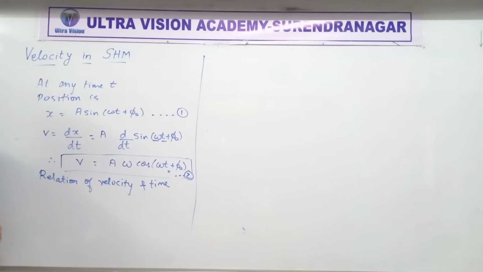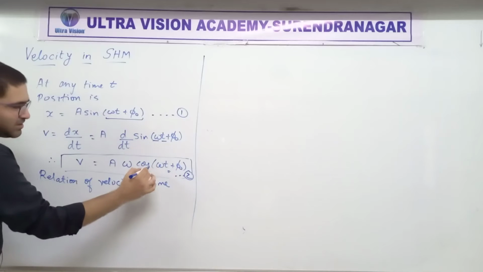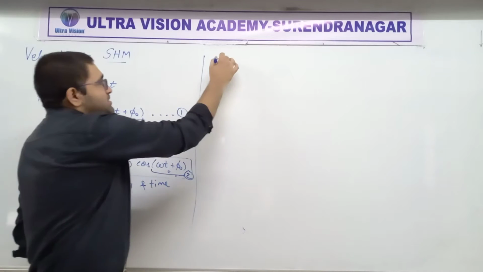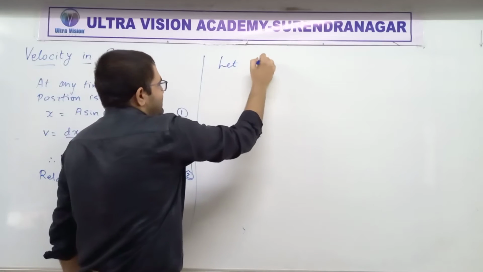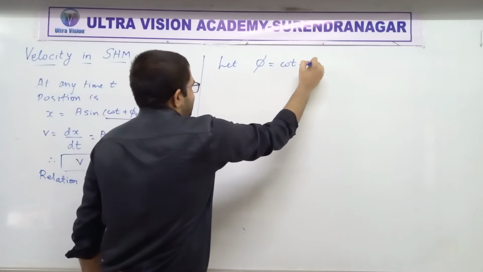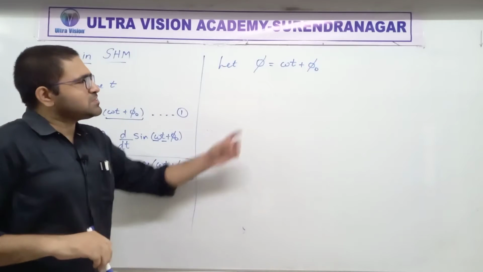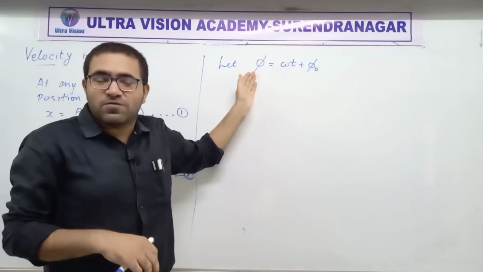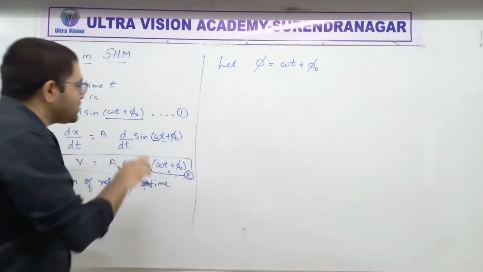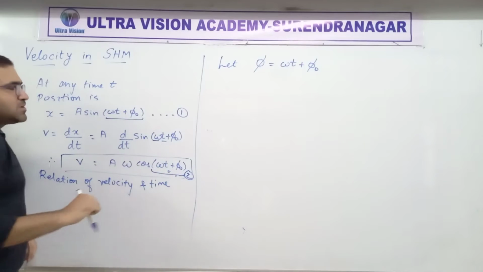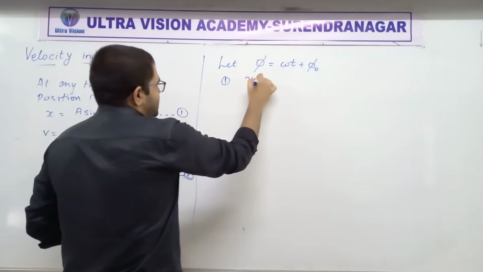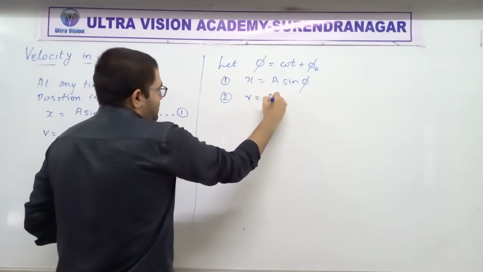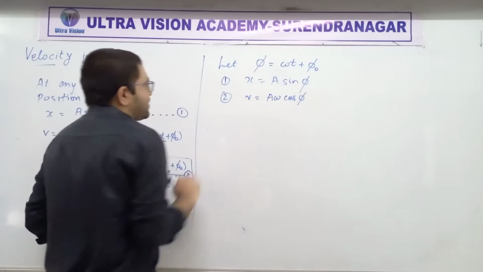Now in both of those equations, do you realize that we have this angle and this angle which is the same? This is sine of that angle, this is cos of that angle. So let me start by saying that phi is equal to omega t plus phi 0. This is just a symbol that I am using. Here you can write theta also, you can write alpha if you want, no problem. Suppose this angle is phi. Then the first equation would now become x equal to a sin phi, and similarly the second equation would become v equal to a omega cos phi. Clear so far?